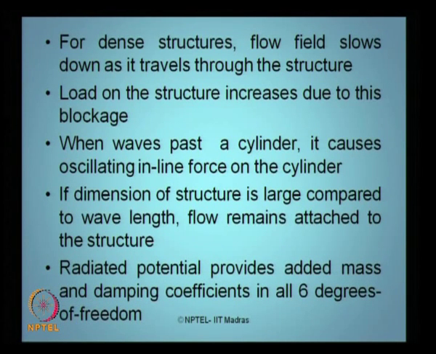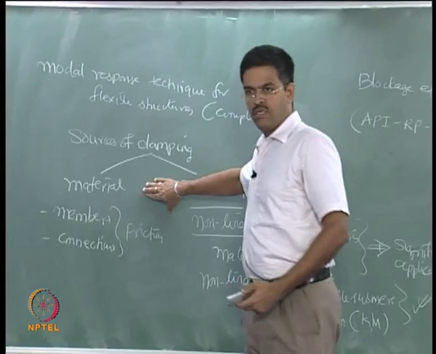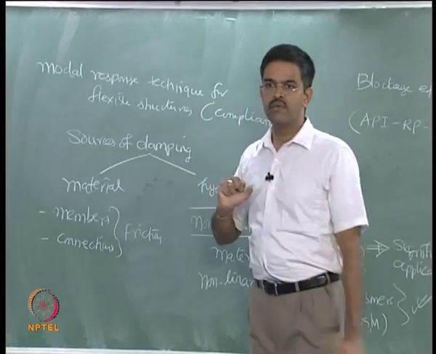The radiated potential provides added mass and damping coefficients for my analysis in all 6 degrees of freedom independently. I can find them out. Damping essentially arises from 2 sources, one is material, the other is hydrodynamic. Of course, that arising from material is essentially lower in value compared to hydrodynamic.